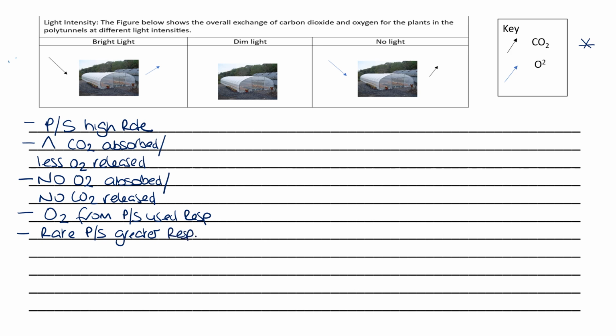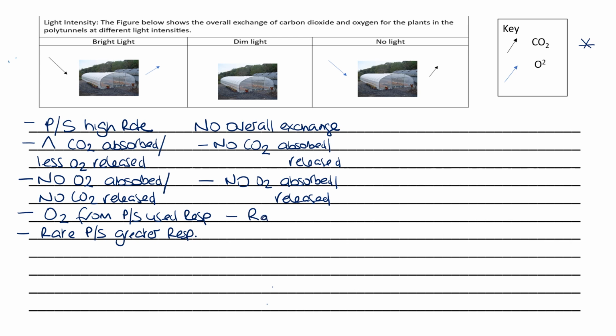In the second image, there are no arrows, and it's the lack of arrows that gives us our information to answer this part of the question. You need to state there is no overall exchange, hence no arrows. And this means that there is no carbon dioxide being absorbed or released. And equally, there is no oxygen being absorbed or released.